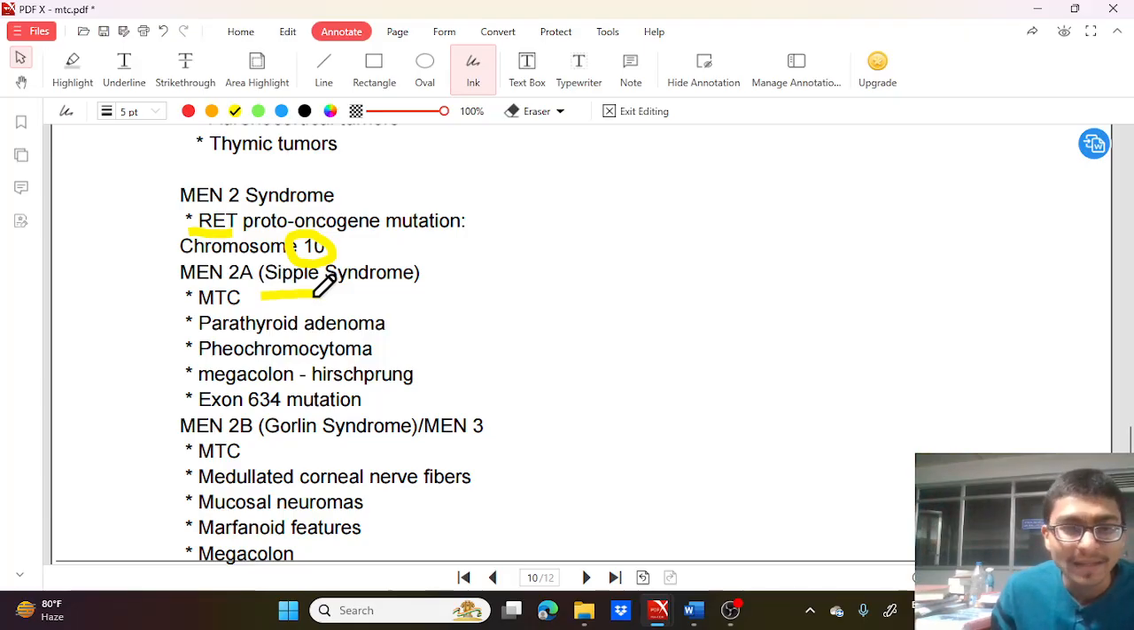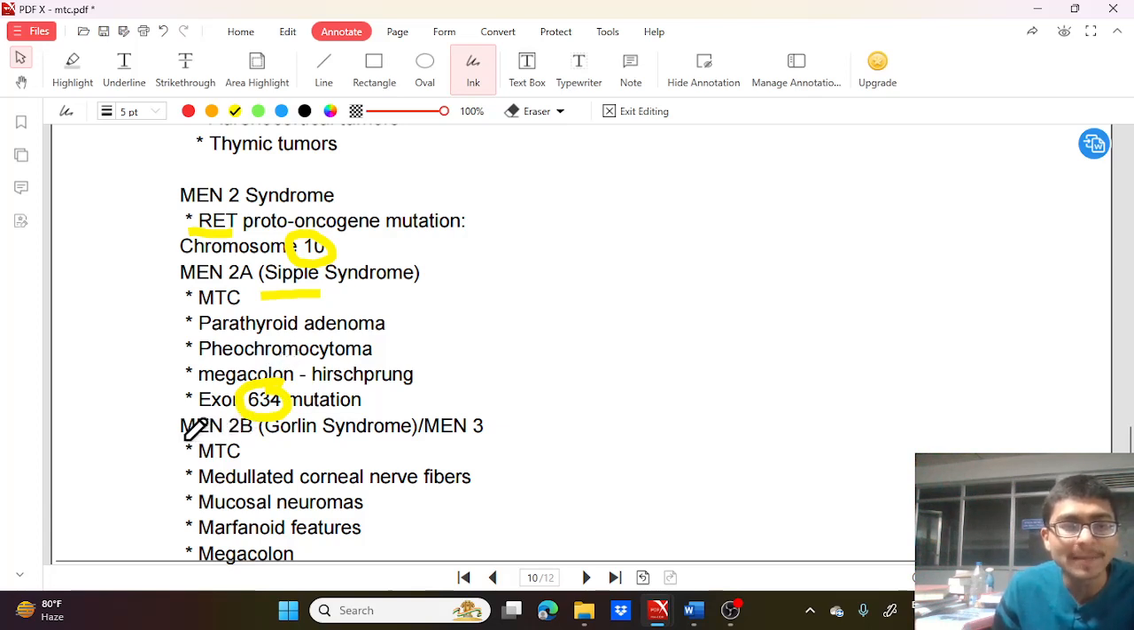And what are the other tumors which we have with MEN2A? That is medullary thyroid cancer, parathyroid adenoma, pheochromocytoma, and megacolon associated with Hirschsprung disease. And the mutation which is seen in MEN2A is exon 634 mutation.